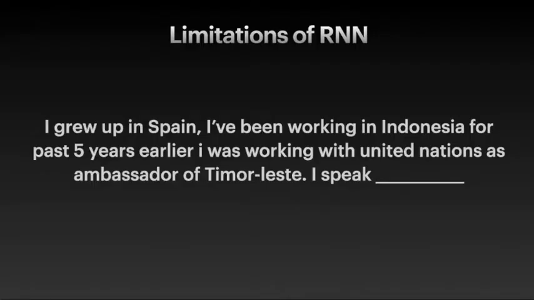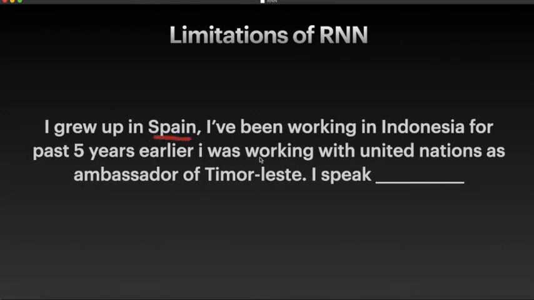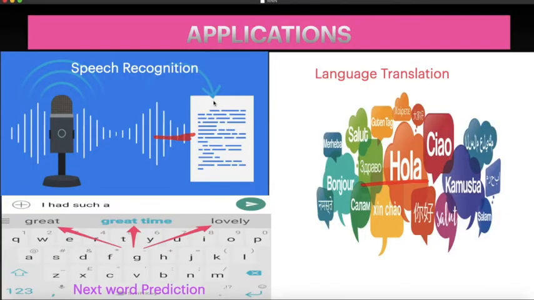So the effect of Spain here will be like nothing, no? Now my RNN will not remember anything about Spain because the effect of Spain is very, very little now. So this is the limitation of RNN, that RNN has short memory. It cannot memorize everything. It has a problem of short memory. Just like here.